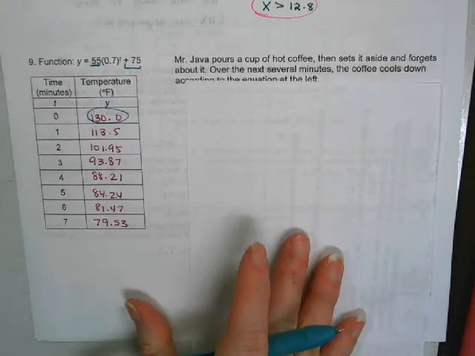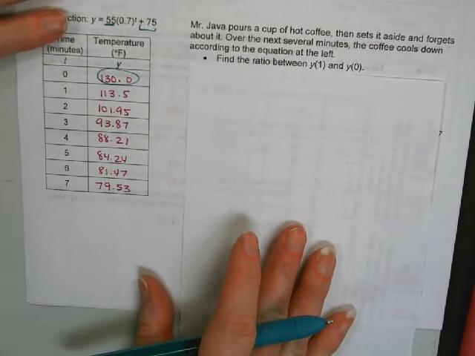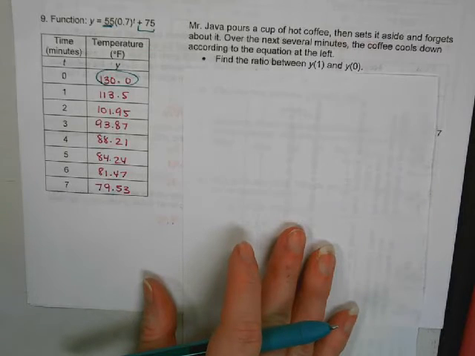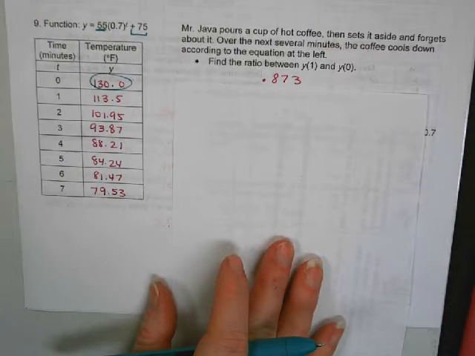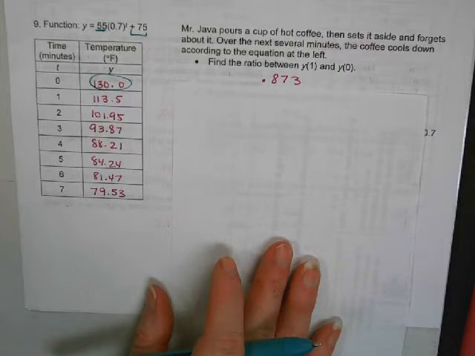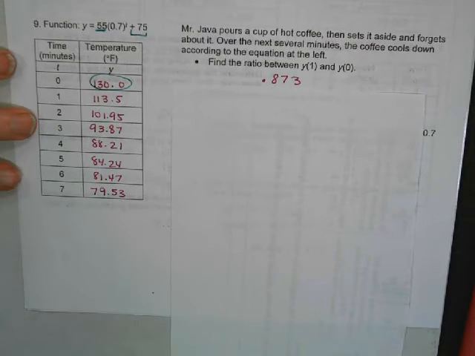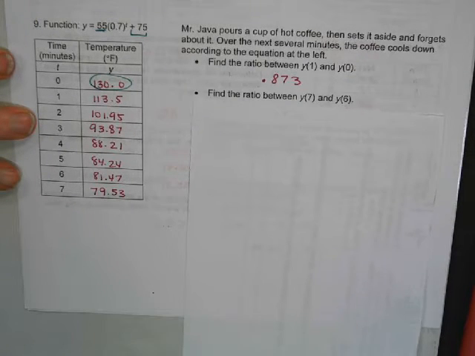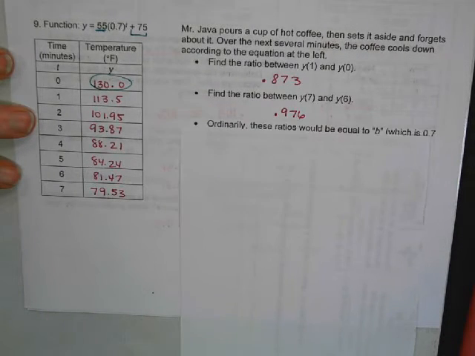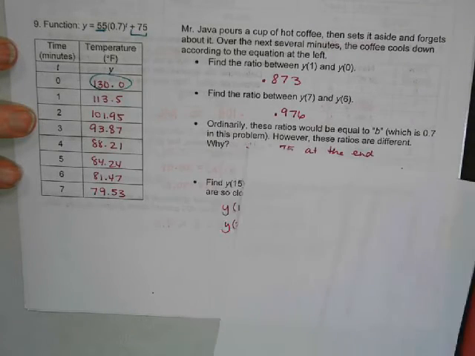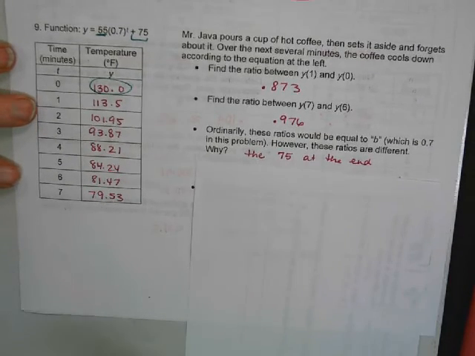So then it asks for us to find the ratio between y1 and y0. So I'm going to put y1 in, divide that by y0, and I got 0.873. That's my ratio. Now, when we did that before, we would get the same ratio for the whole table. But when it asks you to do it for 7 and 6, I got 0.976. It's because there's a transformation. But why? What is that?